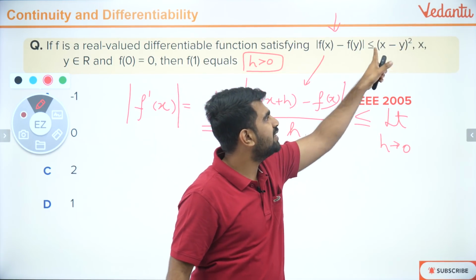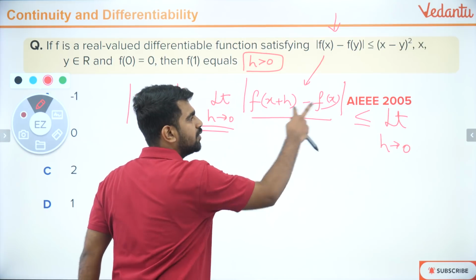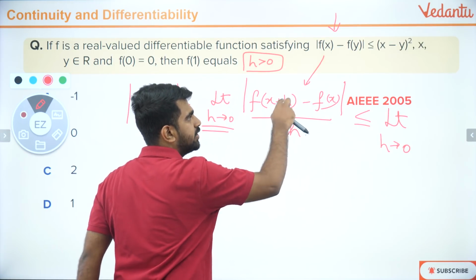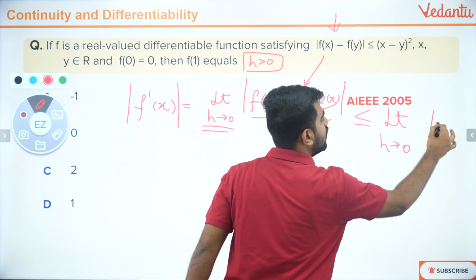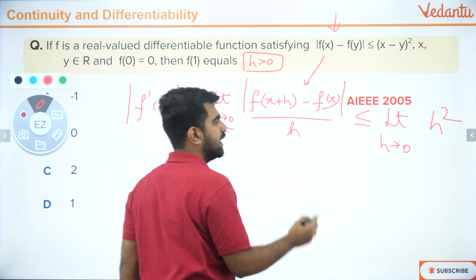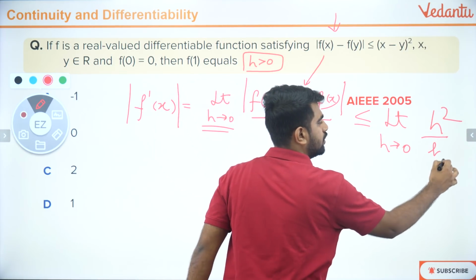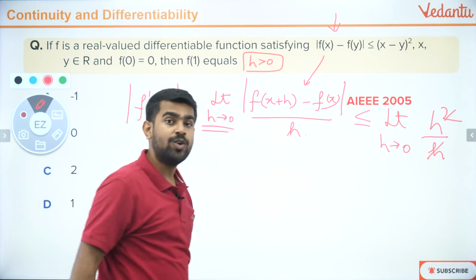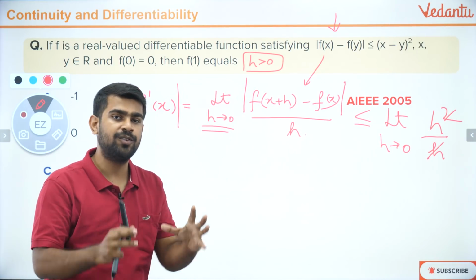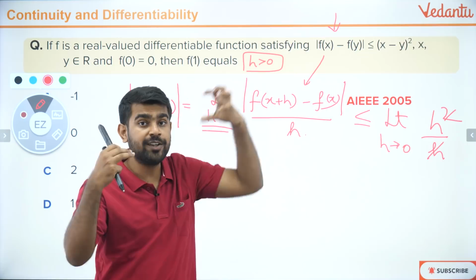That means what is x minus y? X minus y is the difference of these two. The difference of these two will be h alone, na? So it will be less than or equal to h square, and in the denominator I have h. So this h and this h will get cancelled. Are you all able to understand that? That's the beauty of linking what is given to what you already know.